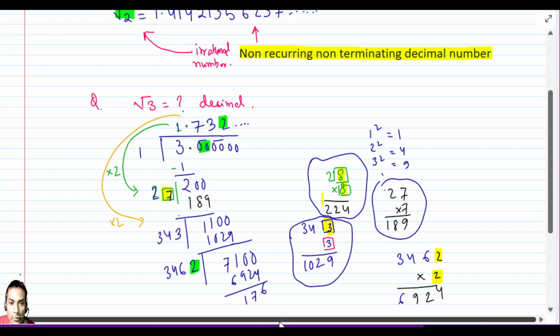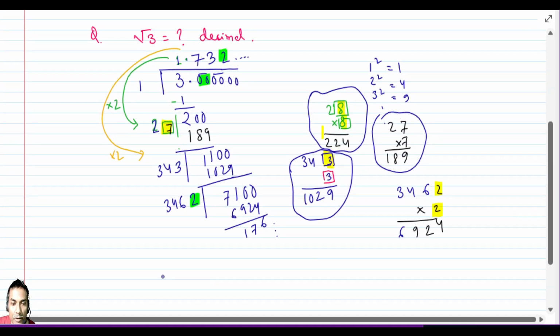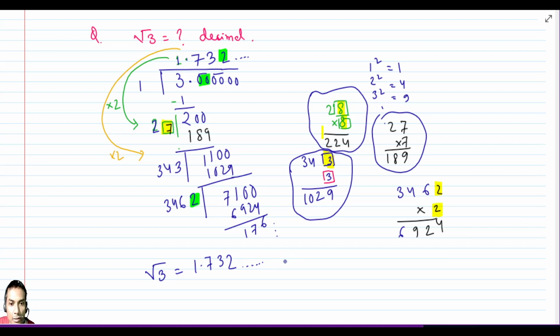And it will continue. If you again drop 00, it will continue, correct? Because this is non-terminating, non-recurring, meaning no repetition happens here. So ultimately what value do we get? Root 3 is equal to 1.732, and it continues. This is the decimal form of the irrational number.